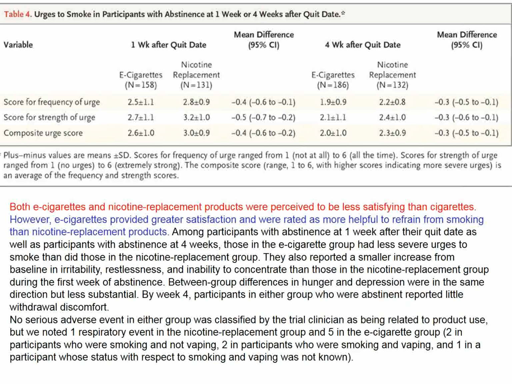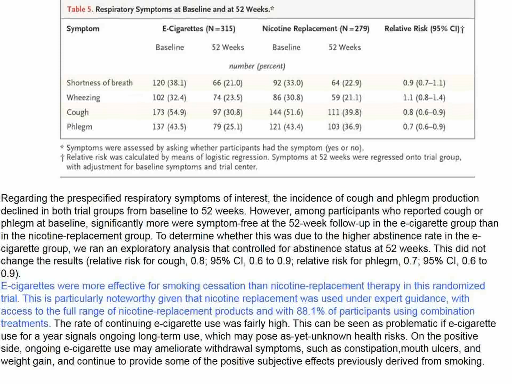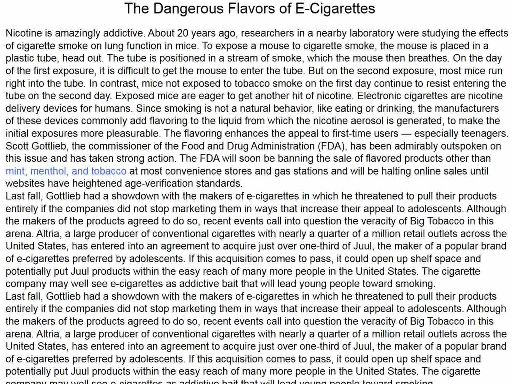So it looks like vaping provided greater satisfaction and was more helpful to refrain from smoking regular cigarettes than other nicotine replacement methods. So in conclusion, e-cigarettes were more effective for smoking cessation than nicotine replacement therapy, although the patients still preferred regular cigarettes even to vaping.